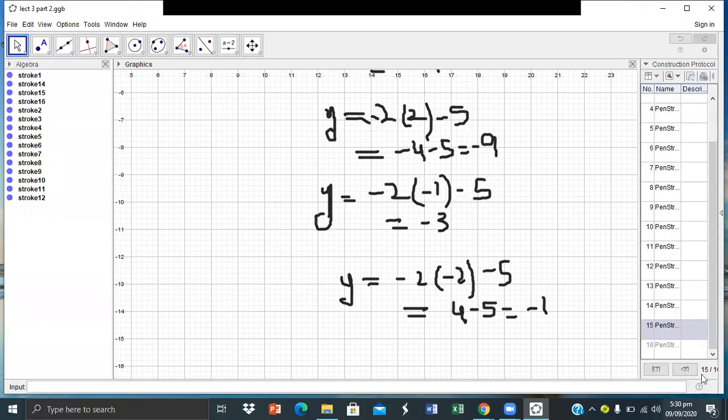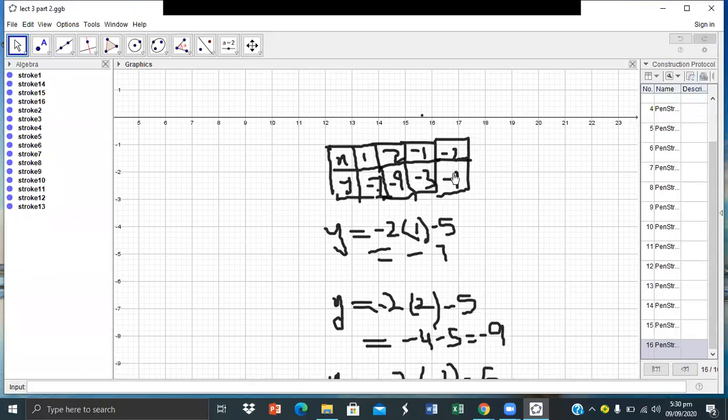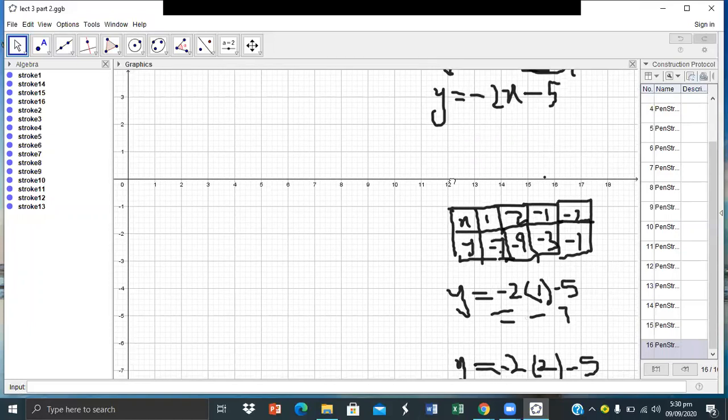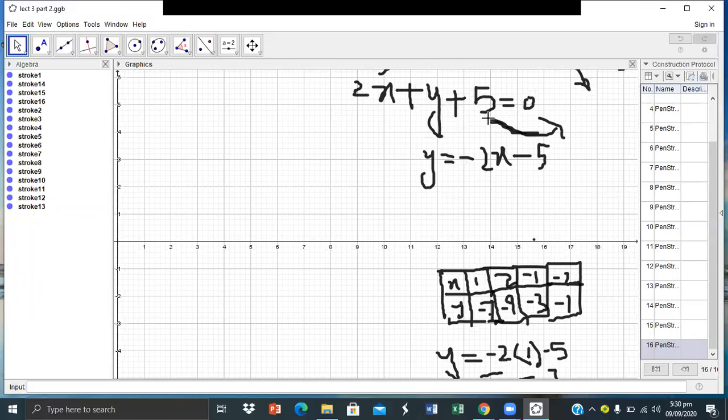So if you see, when I place the value of x as 1, we get minus 7. When I place x as 2, we get minus 9. When I place x equals minus 1, we get minus 3. And when I place x equals minus 2, I get minus 1. So now we have all four values of x and y for the equation 2x plus y plus 5 equals 0. Again, I'm repeating what we have done. We convert 2x plus y plus 5 equals 0 into the y equals minus 2x minus 5 form.